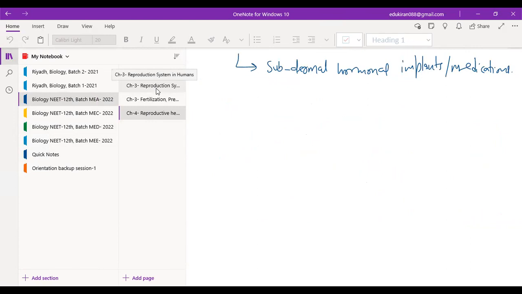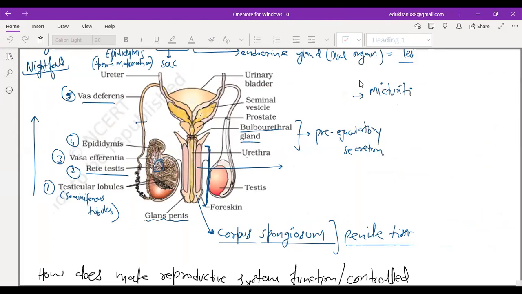We have to discuss chapter 3, right? Yes. Cool. So I'll use the same notes which I used for your batch.